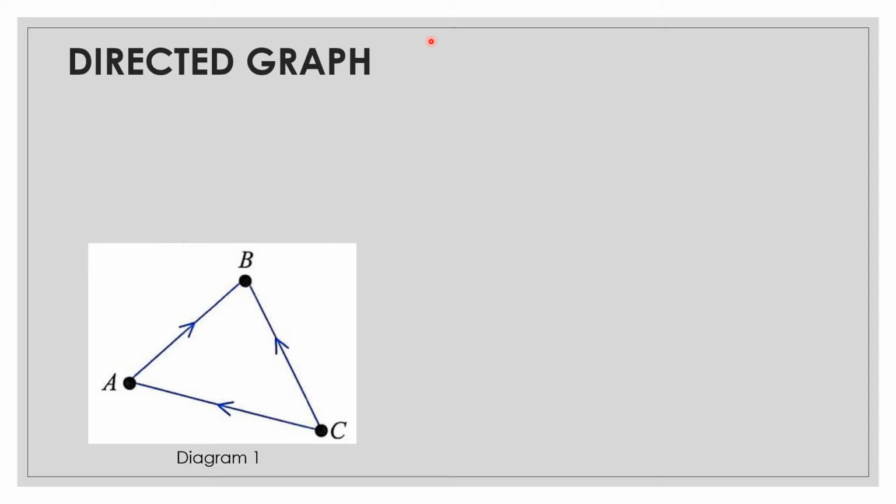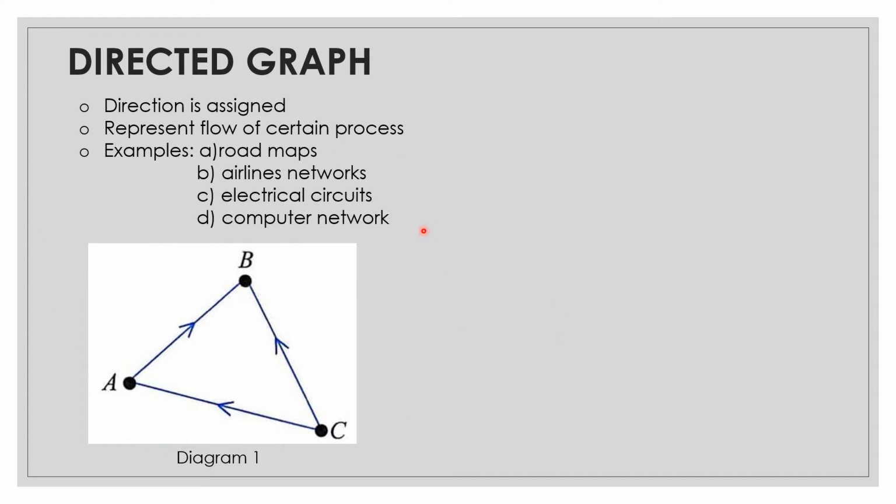So we look at directed graph. What is a directed graph? Directed means that you have direction. So direction is assigned. Look at the diagram, you can see that there are directions assigned. So this is a directed graph. It represents the flow of a certain process. Examples: the road maps, the airlines network, electrical circuits, and the computer network.